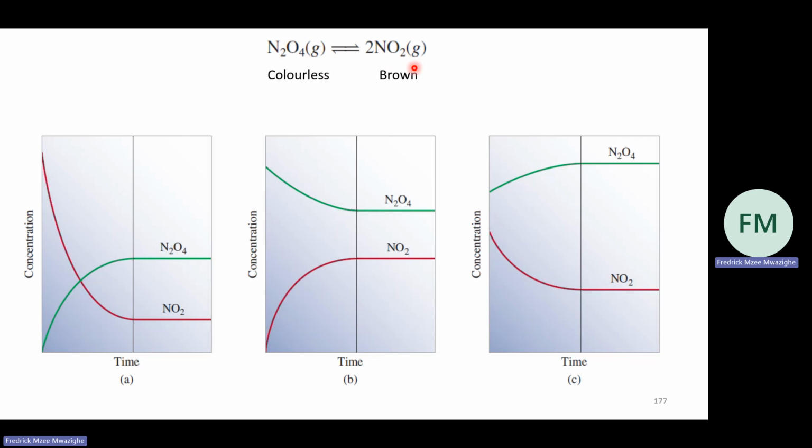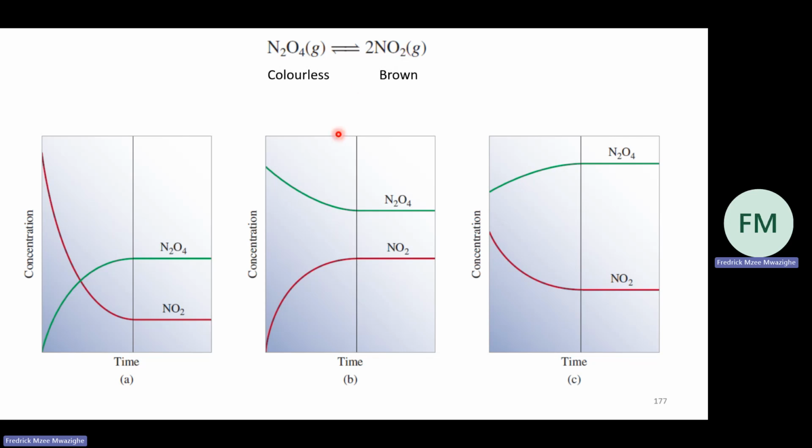Now, the beauty of this example of a chemical equilibrium is that you can observe it by changes in color. At first, if you start with only N2O4, it is a colorless gas, and it has a tendency to dissociate to give us brown NO2 gas. So if it is in a flask, you can observe this change by the browning of the contents of that particular flask.